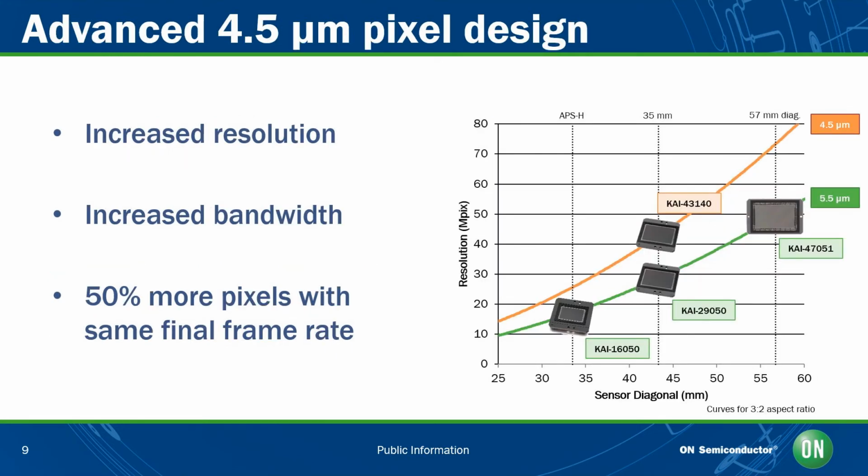The key enabler for this device is a newly designed 4.5 micron interline transfer CCD pixel, which is being deployed in the KAI-43140 for the first time. This pixel enables a 50% increase in resolution at a given optical node compared to a 5.5 micron pixel, raising resolution at the 35mm format from 29 megapixels to 43, and providing the additional detail required for these high-resolution applications.